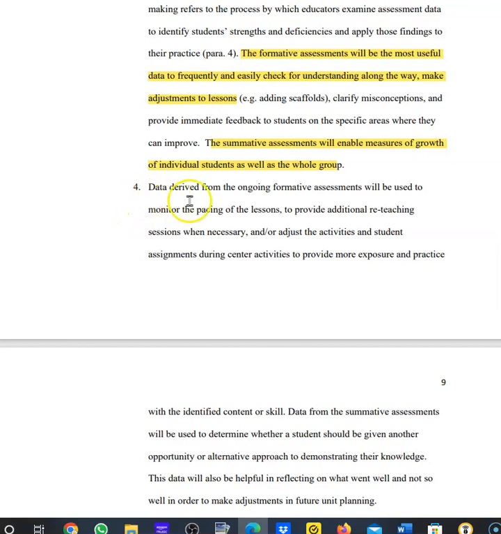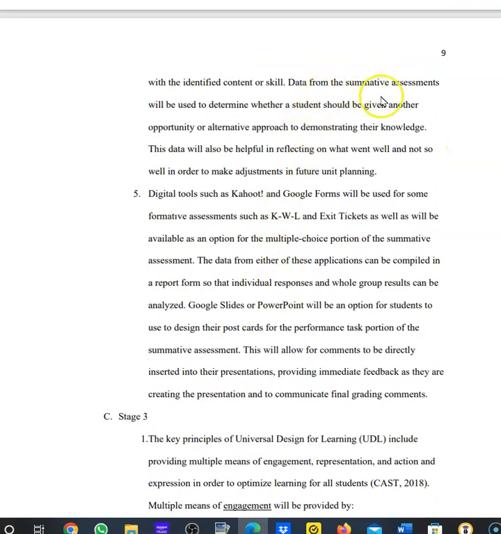All right, number 4. Data derived from ongoing formative assessments will be used to monitor the pacing of the lessons, to provide additional reteaching sessions when necessary, or adjust the activities. Data from the summative will be used to determine whether a student should be given another opportunity or alternate approach. So this curriculum is saying, look, if they didn't get it, let them do it again. You might not want to do that, or your administration might not allow it. But this is one thing that you can put in number 4.